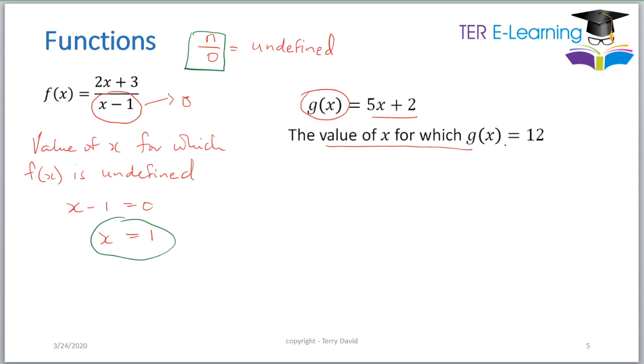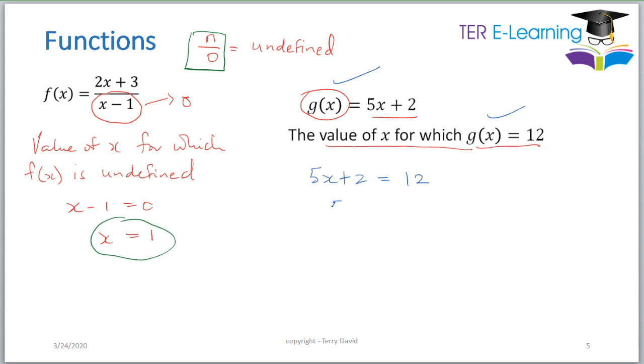And they are telling us in the question that g of x is equal to 12. So what we need to do is say 5x plus 2, which is the function, is equal to 12, right? Because g of x is equal to this and g of x is equal to 12. So therefore 5x plus 2 is equal to 12.